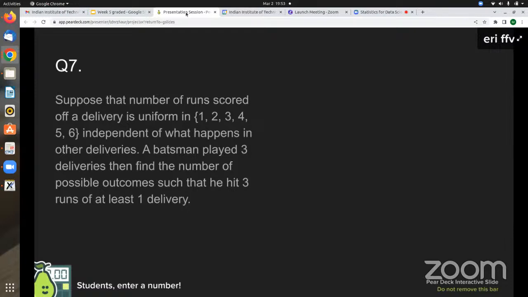But we have to find the possible outcomes such that he hit 3 runs in at least 1 delivery. So in these 3 balls, we are constraining that he has to score 3 runs in one of the deliveries. Either he can hit a 3 run in the first ball, or in the second ball, so you have to fix that position. For example, the first ball he scored 3 runs. Then in the second ball he can score any one of 1 2 3 4 5 6, and the same for the third. So how many ways are there? 6 into 6, right? And this can happen in one of the 3 deliveries.